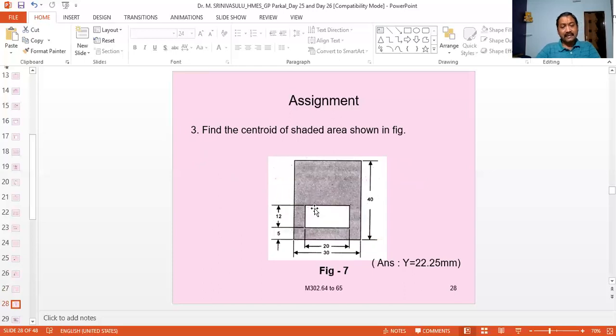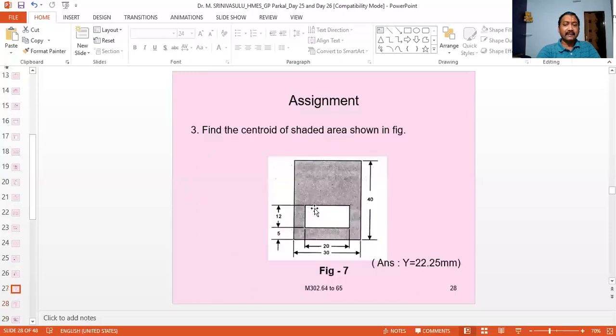And this is another problem. Here what is happening is that it is actually a bigger rectangle from which a smaller rectangle is cut out. So this can be taken as two rectangles. First one is the bigger rectangle without any cutout. Then we consider the smaller rectangle cut out from the bigger rectangle. Then by subtracting the areas and substituting in the formulas, we will get the centroid of the given figure.